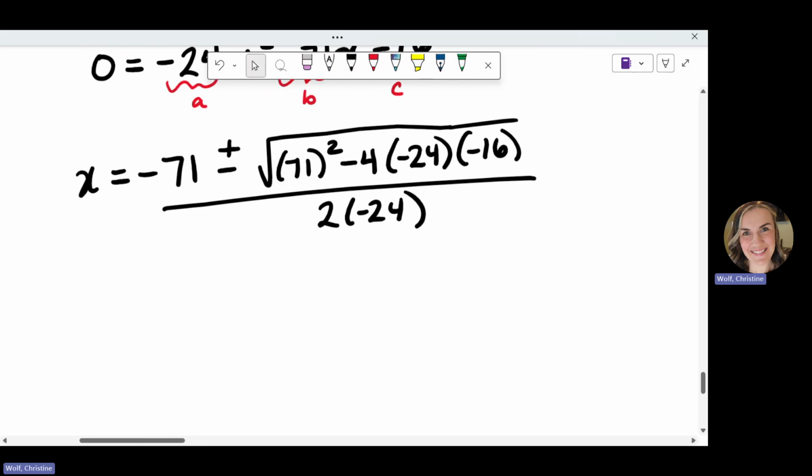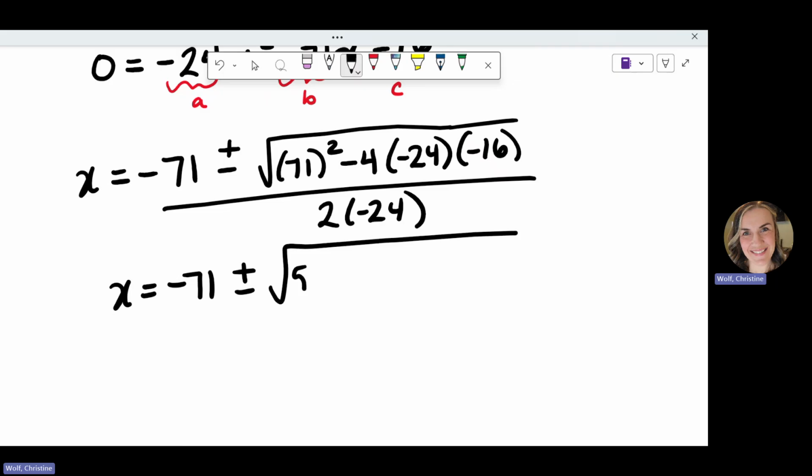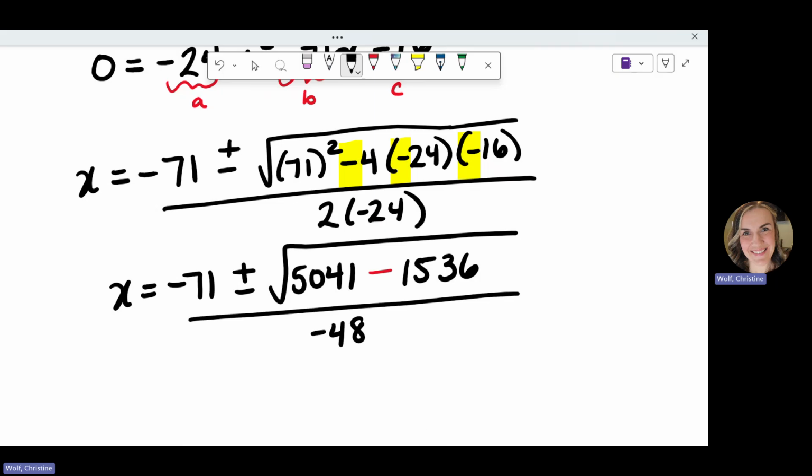Okie doke. Calculators are your friend here. I have negative 71 plus or minus. All right, 71 squared is 5,041. Now, you know this frustrates me. You have a negative, and a negative that follow. Ask yourself, does 3 negatives become a negative or does it become a positive? And I hope you answer that it becomes a negative. 2 will cancel out, so there's 1 remaining. You gotta be careful with that symbol, okay? And then 4 times 24 times 16 is 1536, and that is all over negative 48.